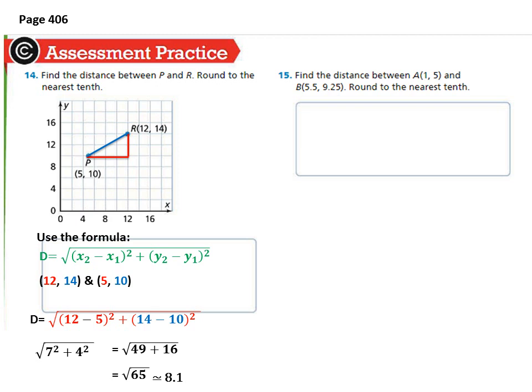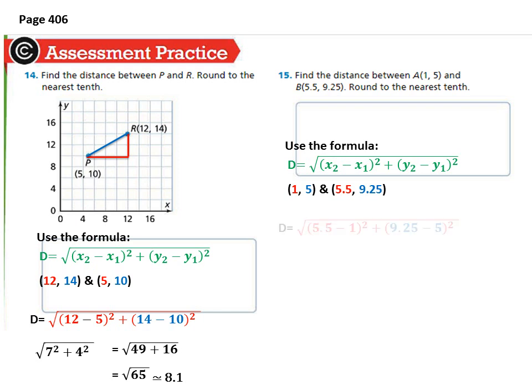Try to use the distance formula to find the distance between A and B. Stop the video and come back if you finished. Finished? Yes? Okay, check your answer with me. We have 2 points. Use the formula. Subtract the x minus the x, x2 minus x1, and y2 minus y1. So it will be the square root of 5.5 minus 1 squared plus 9.25 minus 5 squared, the positive square root sign.